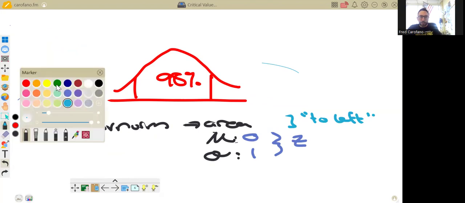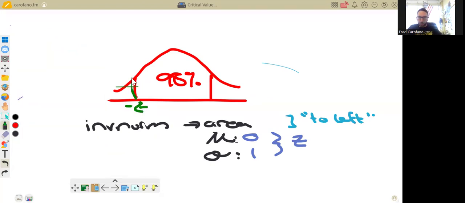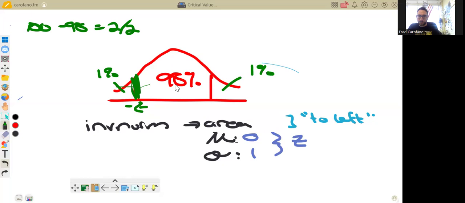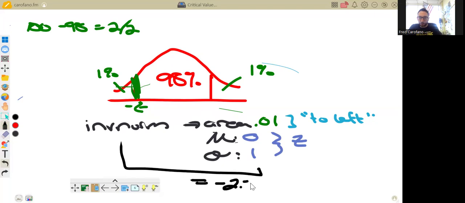If we look at this negative z-score over here, this green spot, we have to think about what percent of data would be to the left of this green line. Since there's 98 in the middle, 100 minus 98 leaves us with 2 for the outsides. Cut that in half. That means this is 1%. And this section over here is 1%. So to the left of this green line, the area would be 0.01. And if I type what's written on my screen in inverse norm, this inverse norm is going to spit out negative 2.326. So that's just the negative z-score, the negative version of our critical value.